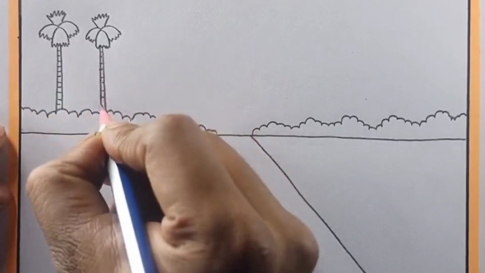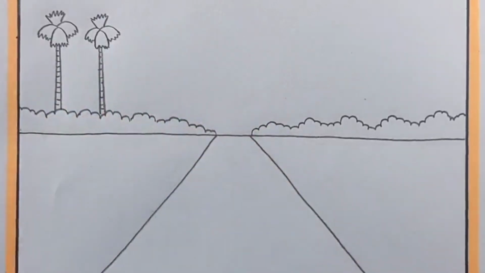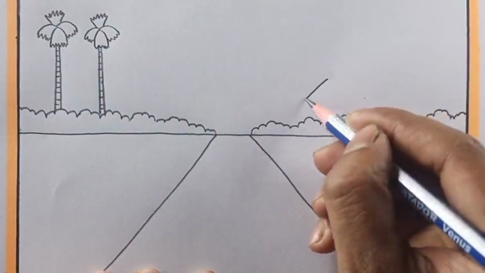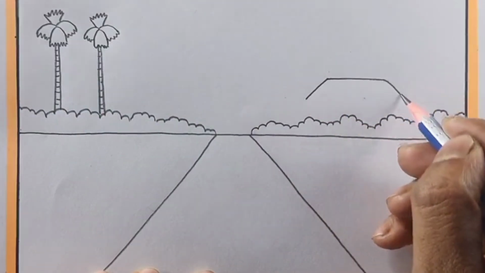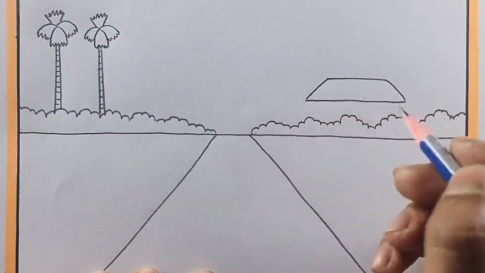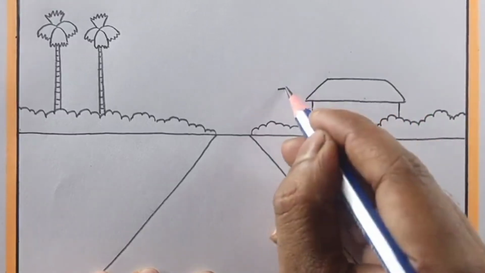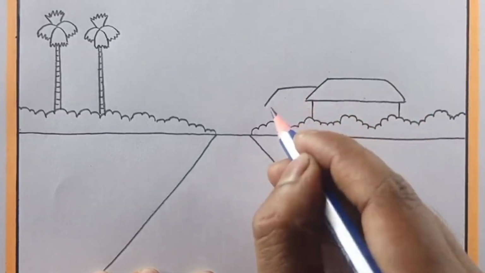Step 3. Add detail to the buildings. Add windows, doors, and details like chimneys or shutters to make each house unique. Include other small structures like a barn, a windmill, or a small shop if you like.